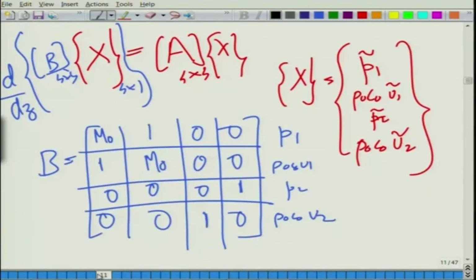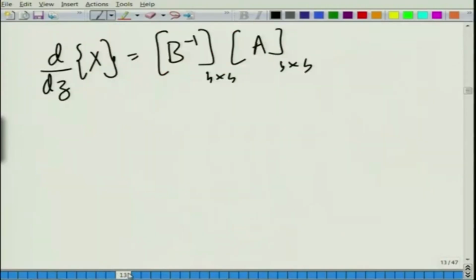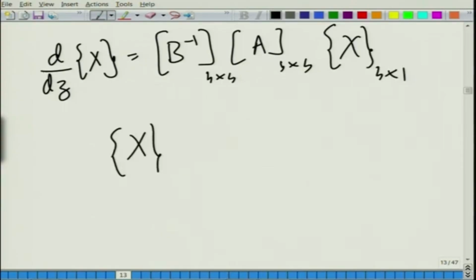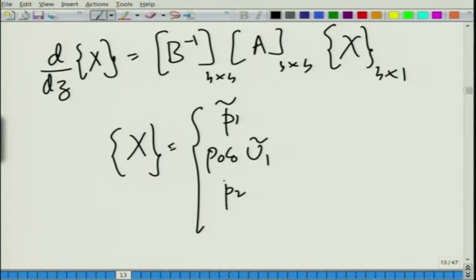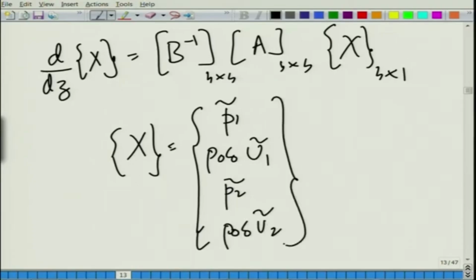This was your x vector, which is 4 cross 1, where x, let me put it here again for you, is p1, and this was something like this.